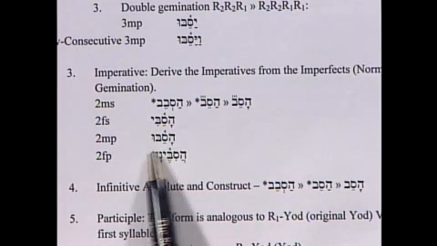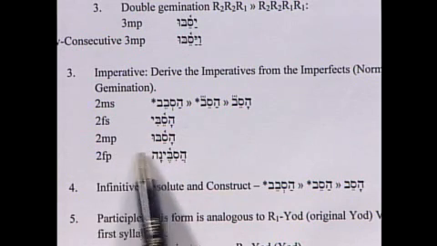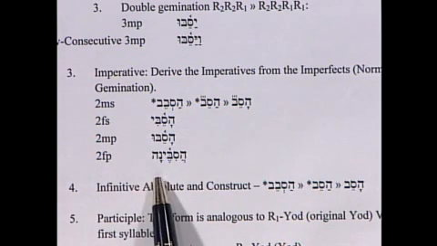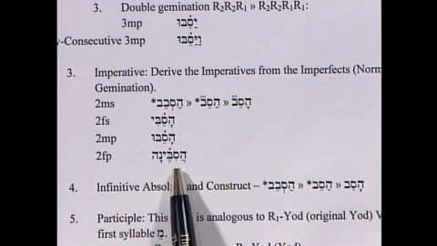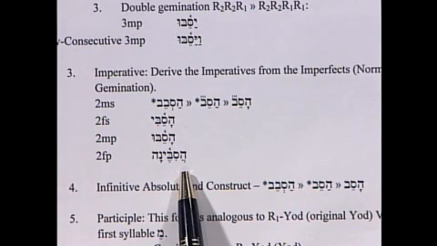And also I show you another one, the 2MP. And then with the 2FP, obviously we get, again, the connector, which shifts the accent down. And so now the tsere becomes a hiriq in a closed unaccented syllable, and the preformative vowel is now in an open propretonic syllable, and so it gets completely reduced down to a shva.